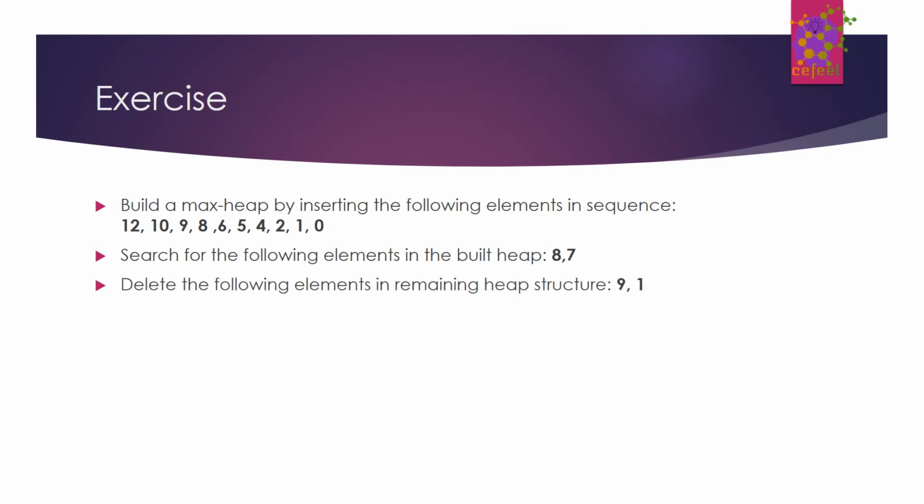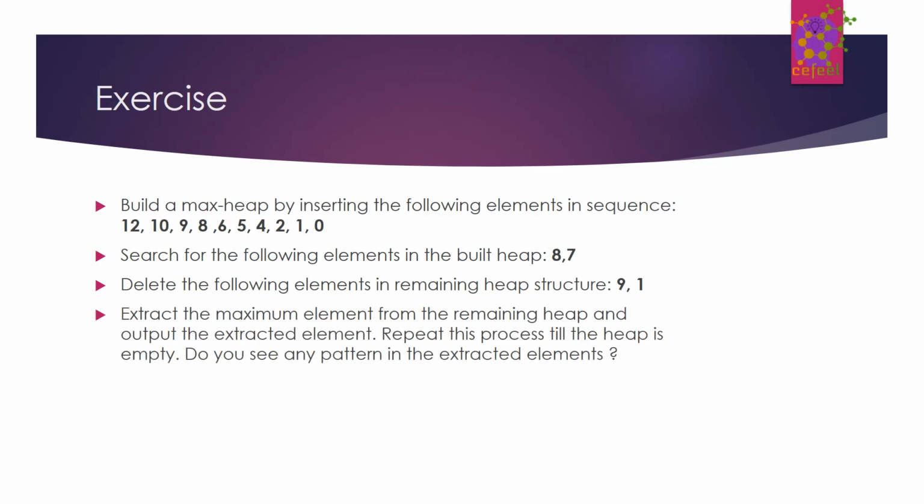Third, delete the following elements in the heap structure. Delete element 9 and delete element 1, both are present. When you are deleting the element, follow the process, which is bubble down or bubble up or whatever is required, and go through the steps one by one, and then get the final heap which now has the heap property satisfied.